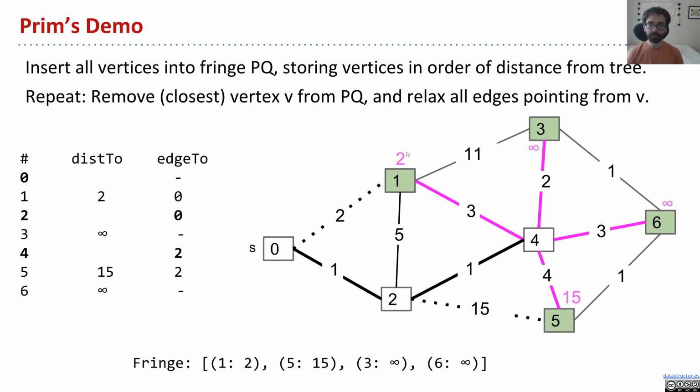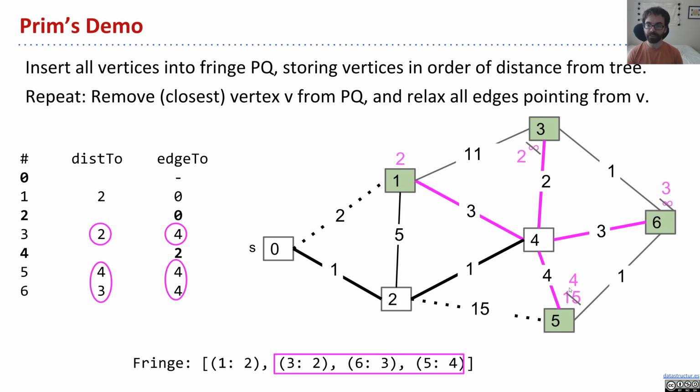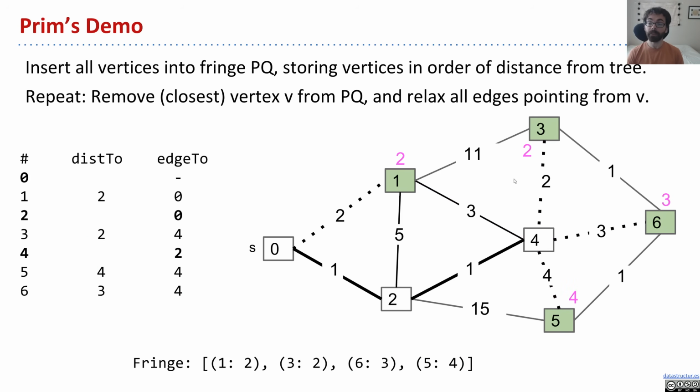So is 3 an improvement over 2? No. Is 2 an improvement over infinity? Yes. Is 3 an improvement over infinity? Yes. Is 4 an improvement over 15? Yes. So I'll update these 3 values to be 2, 3, and 4 respectively. I update their values in the fringe. I update their edge to and distance to values. And in this case, what we end up with is, again, 3 provisional edges.